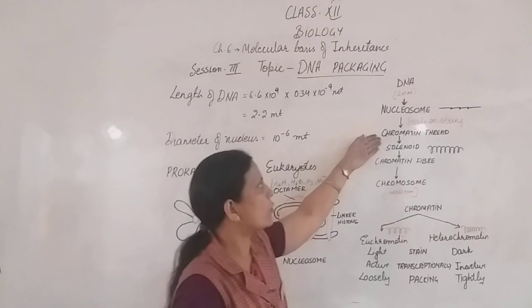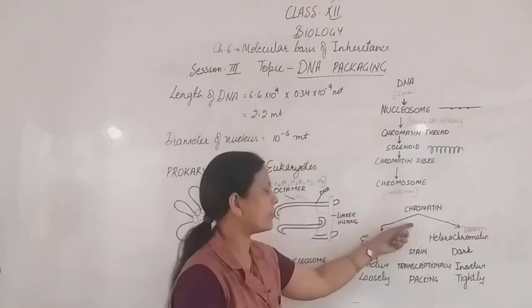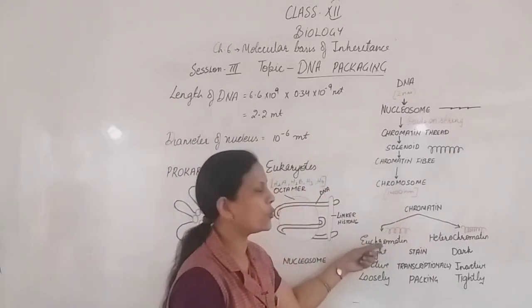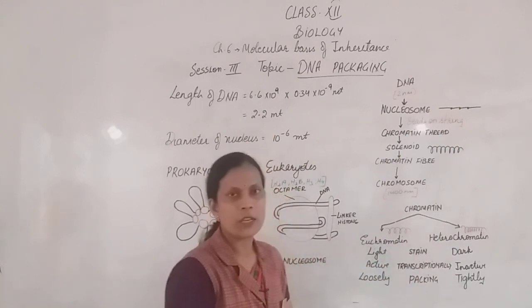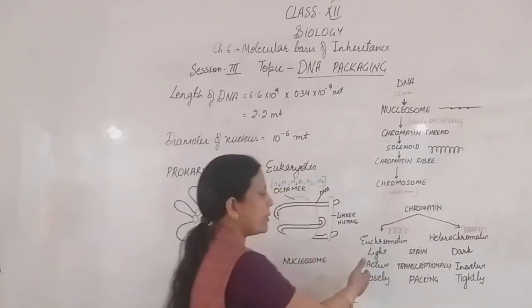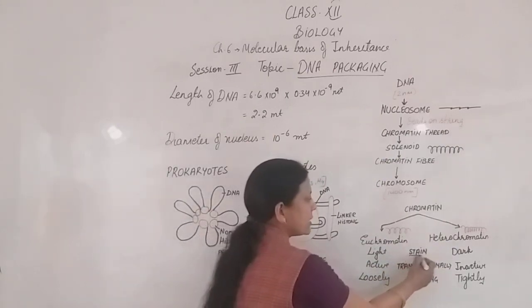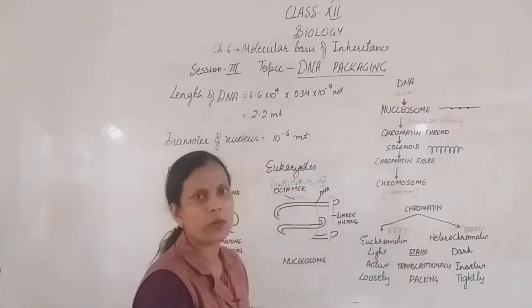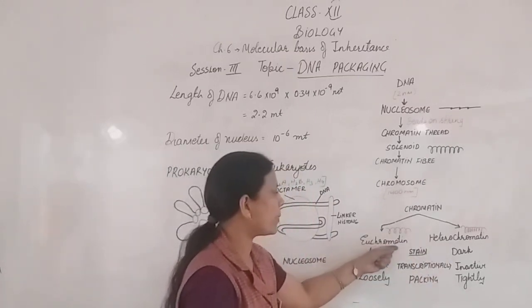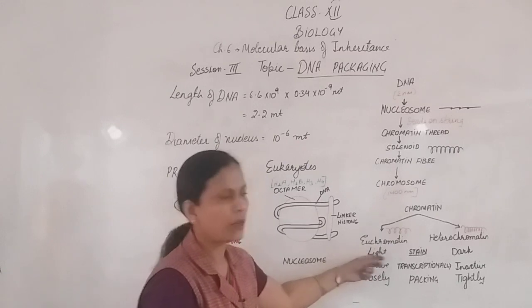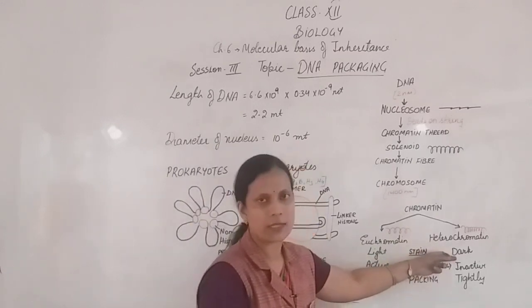Now when we come to the chromatin thread, it is of 2 types. These are euchromatin and heterochromatin. Now what is the basis of difference? First is the staining. When we stain with a nuclear stain, the euchromatin portion takes a light stain, whereas heterochromatin takes a dark stain.